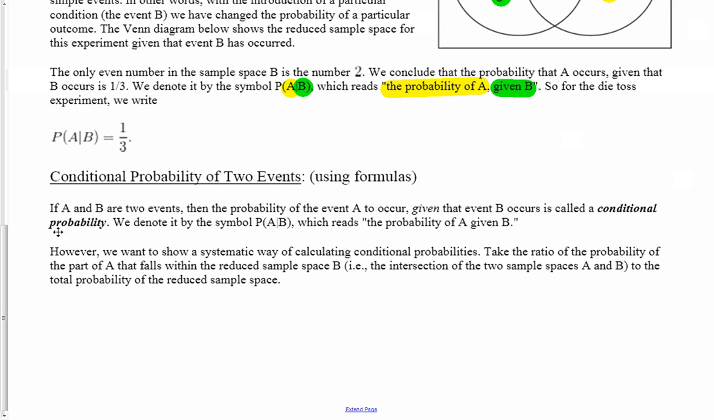Let's keep looking at this. If A and B are 2 events, then the probability of event A to occur, given that B occurs, is called a conditional probability. We mentioned that above. We denote it with the symbol P of A vertical line B, which reads the probability of A given B. However, we want to show a systematic way of calculating conditional probabilities. So we take the ratio of the probability of the part of A that falls within the reduced sample space, so the intersection or overlap of A and B, and we divide that by the total probability of the reduced sample space.